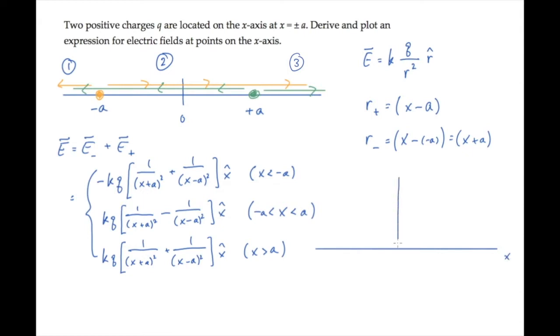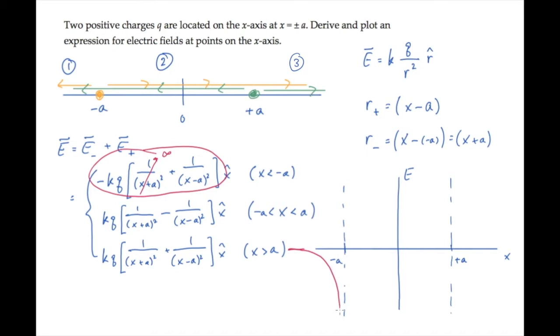I'll draw the x-axis with the magnitude of the electric field and the 2 points where the charges are located, minus a and positive a. These vertical dashed lines will help guide our plot. Let's look at the top expression first, where x is less than negative a. As x approaches negative infinity, this expression approaches 0, and when x goes to minus a, this denominator goes to 0, so that term goes to infinity. The negative sign out front makes the curve look like this.